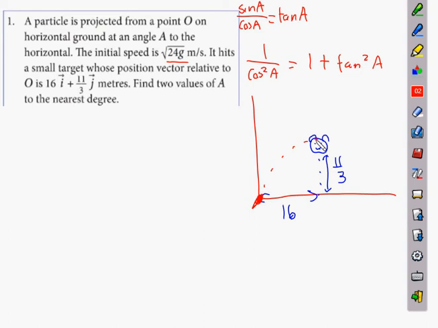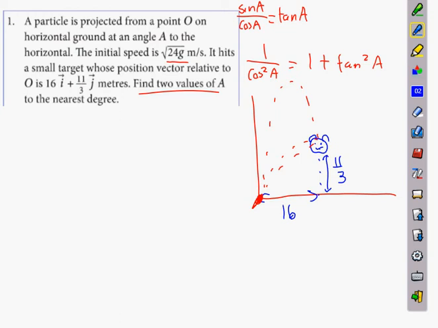Now there's often two ways to go about this. You can take the really direct route where you hit it right in the head, or you can lob it up high and then it drops back down and hits on the head. Basically, that's why there's two different values to the nearest degree. That makes sense? Right?